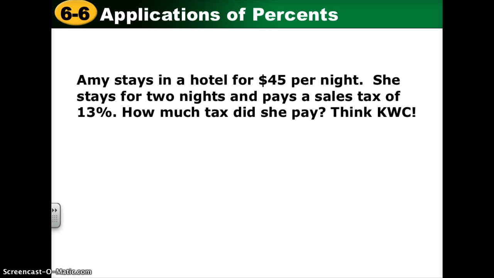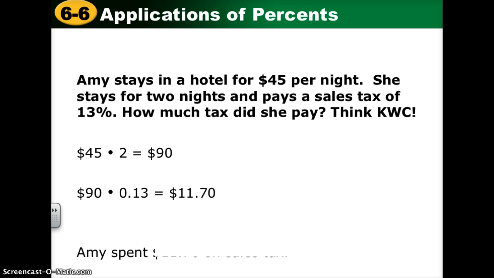So if Amy stays in a hotel for $45 per night, she stays for 2 nights and pays a sales tax of 13%. How much tax did she pay? We're just looking for the tax. So think about what we know. $45 a night for 2 nights would be $90 total. 13% of 90 is 13 times 90 for $11.70. Amy spent $11.70 on sales tax.